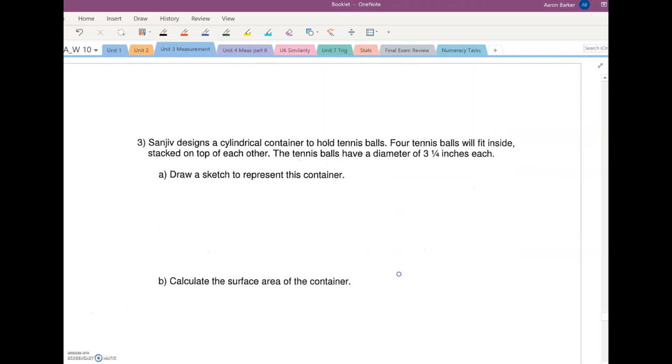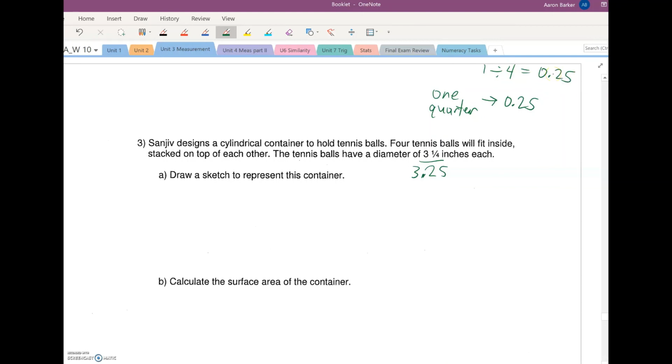Number 3, cylindrical container to hold tennis balls. 4 balls will fit inside. Some of the tennis balls have a diameter of 3¼ inches. So use 3.25 for a quarter. Okay, so 1/4. Didn't you know that a quarter is 25 cents? So 1/4 is going to be 0.25. And you can get that by going 1 divided by 4 on your calculator.